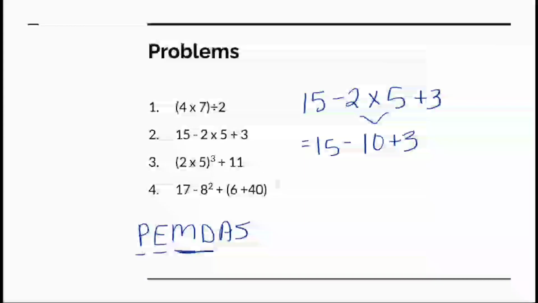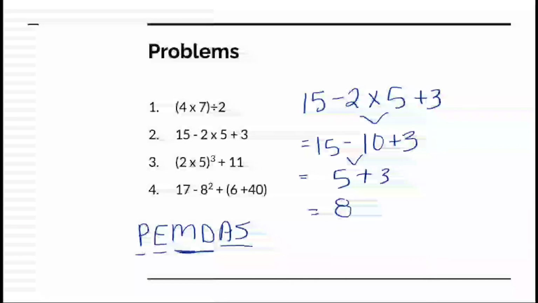And now working from left to right, let's see what is being added and subtracted. So 15 minus 10. Oh, we've got to tackle that first. 15 minus 10 is 5. So 5 plus 3. And then 5 plus 3 is 8. So we have 8.